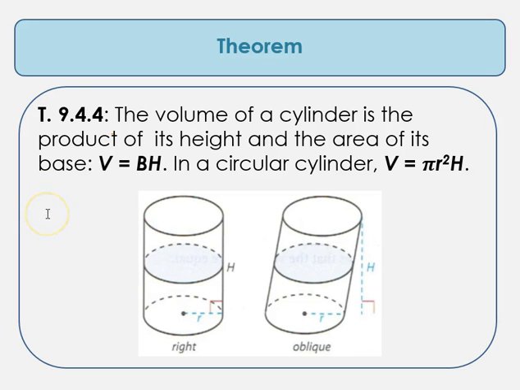Theorem 9.4.4. We had a picture before that was prisms. Now we have cylinders. And Cavalieri's principle applies here also. So the volume of a cylinder is the product of its height and the area of its base. So we have the same formula, but because this is a circular cylinder, we can now make it more specific. The base is the area of a circle, which is pi r squared. So instead of volume equals base times height, it's now volume equals pi r squared times height.